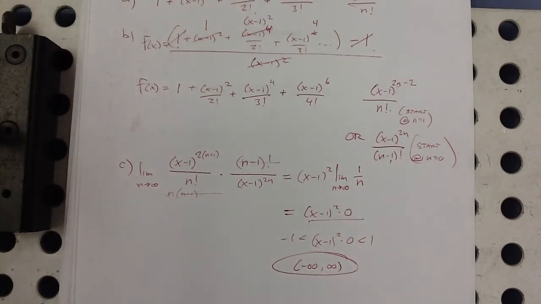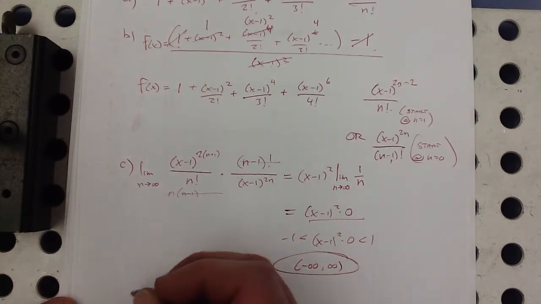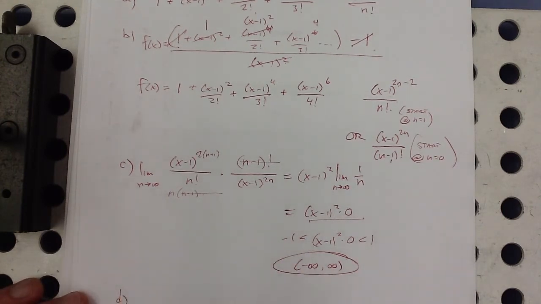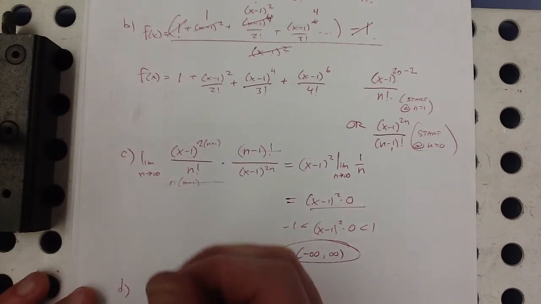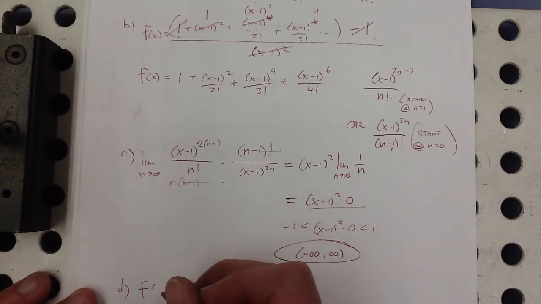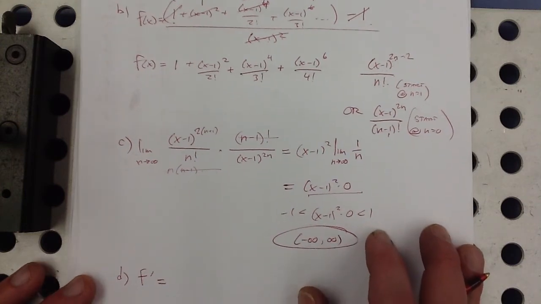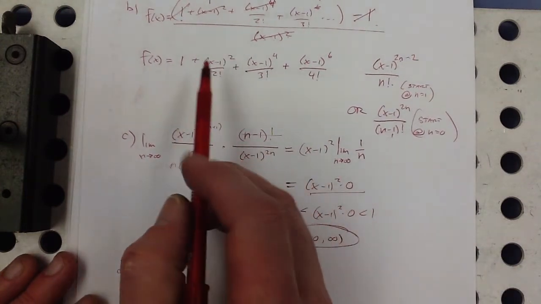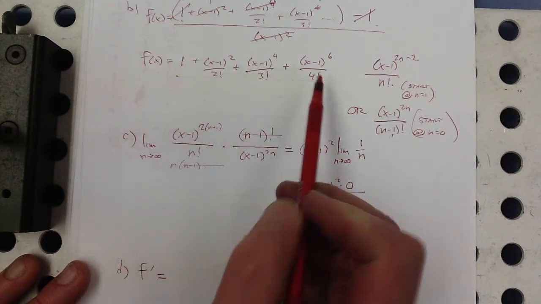D, use the Taylor series for f about x equals 1 to determine whether the graph of f has any points of inflection. All right, well, let's see. To find a point of inflection, we'd have to look at the second derivative. So I'm going to find the first derivative first. So let's take a look at this.